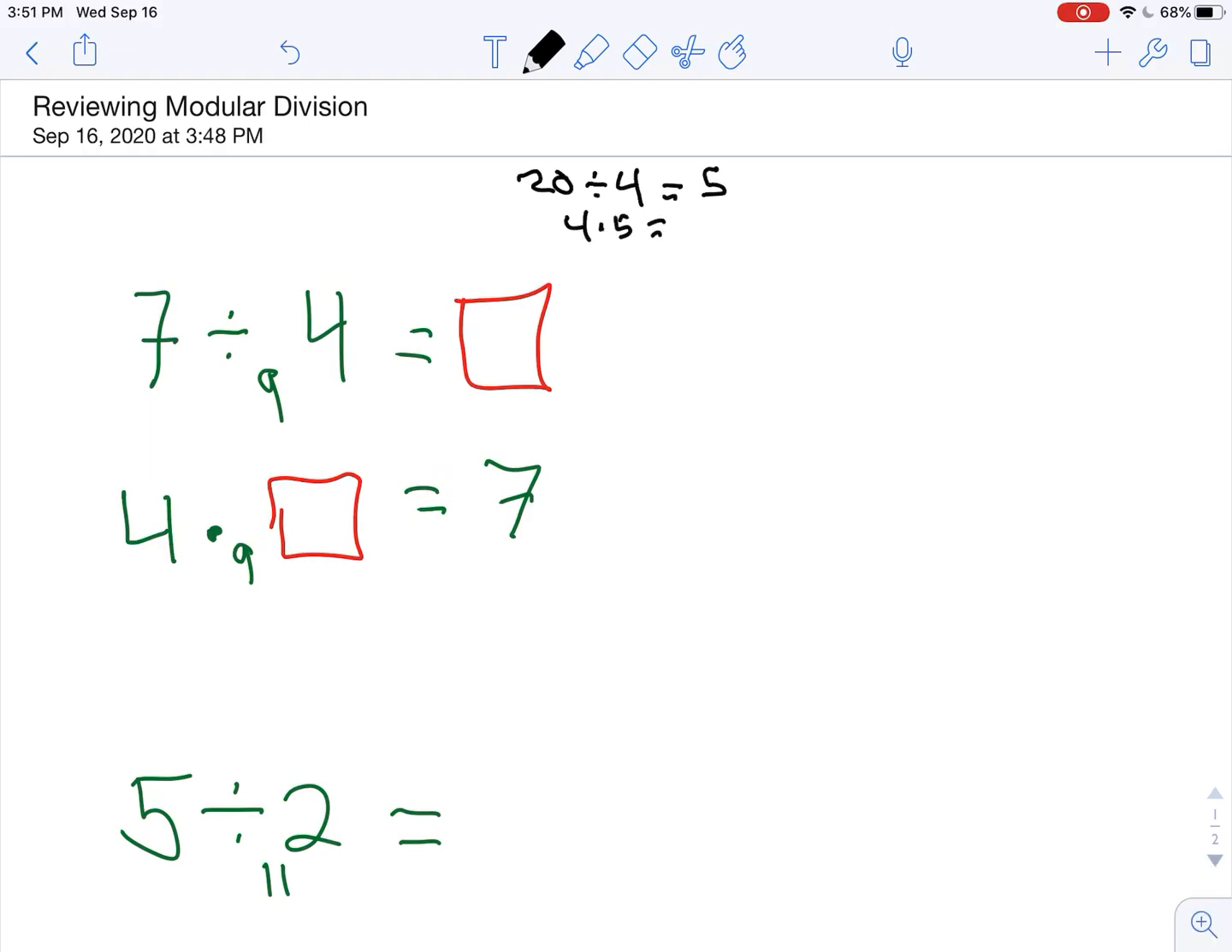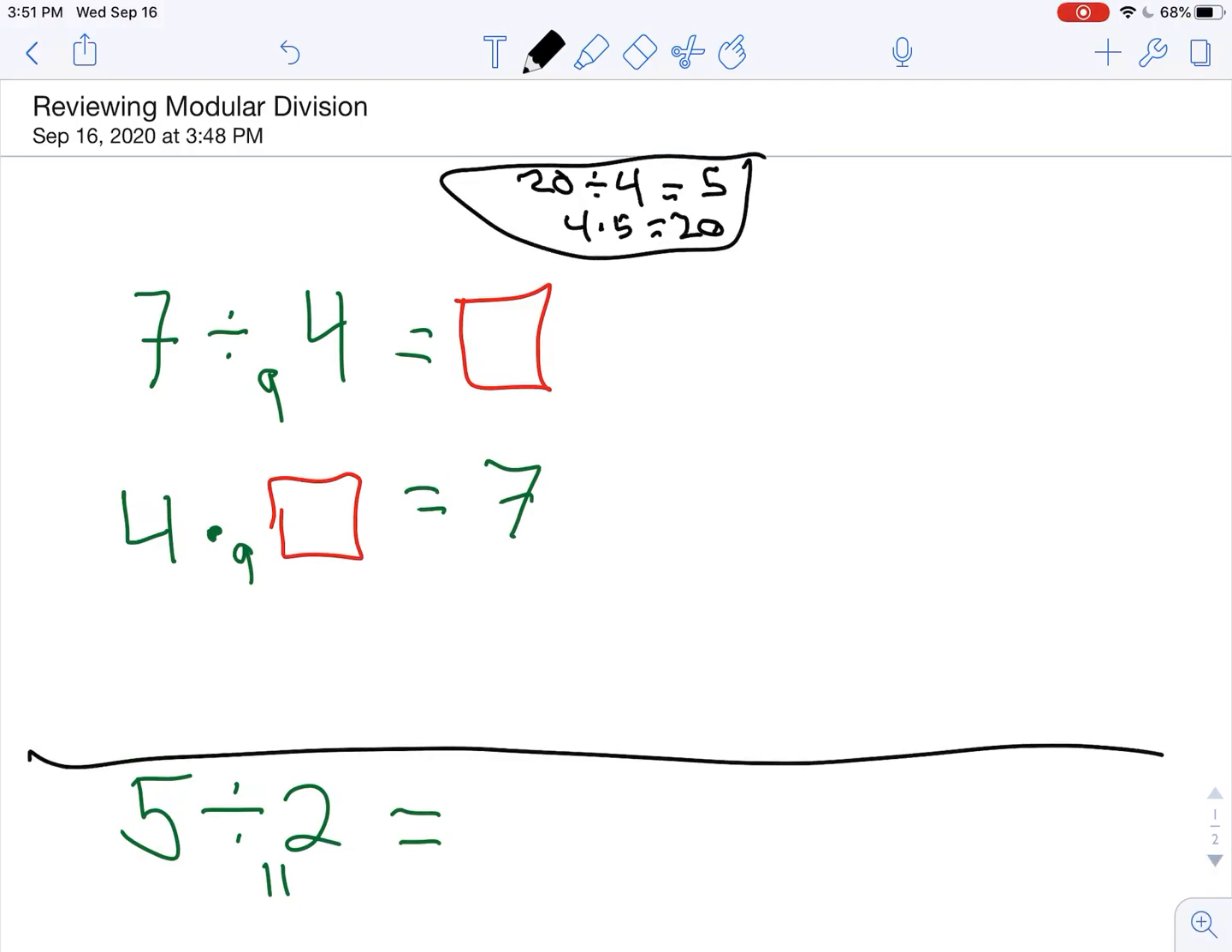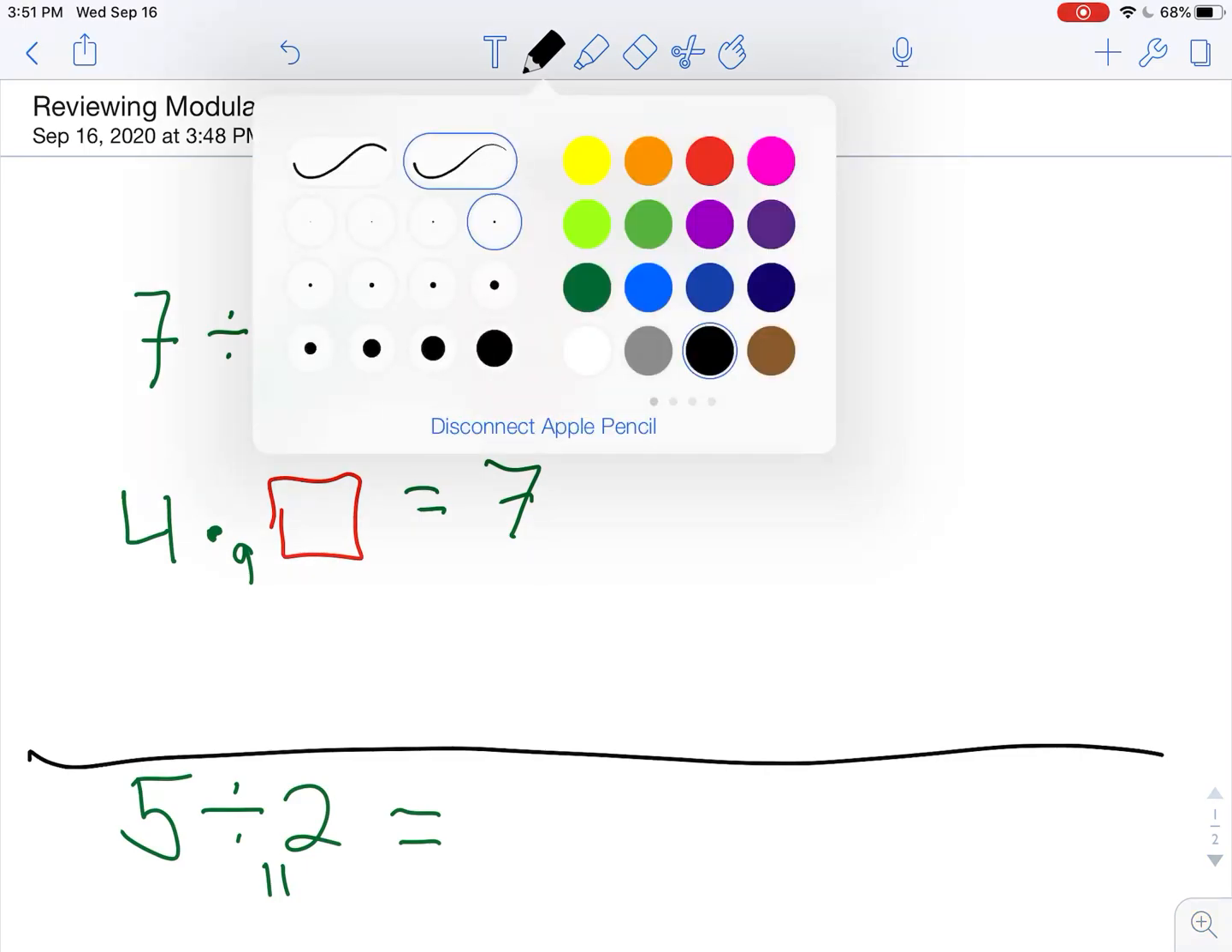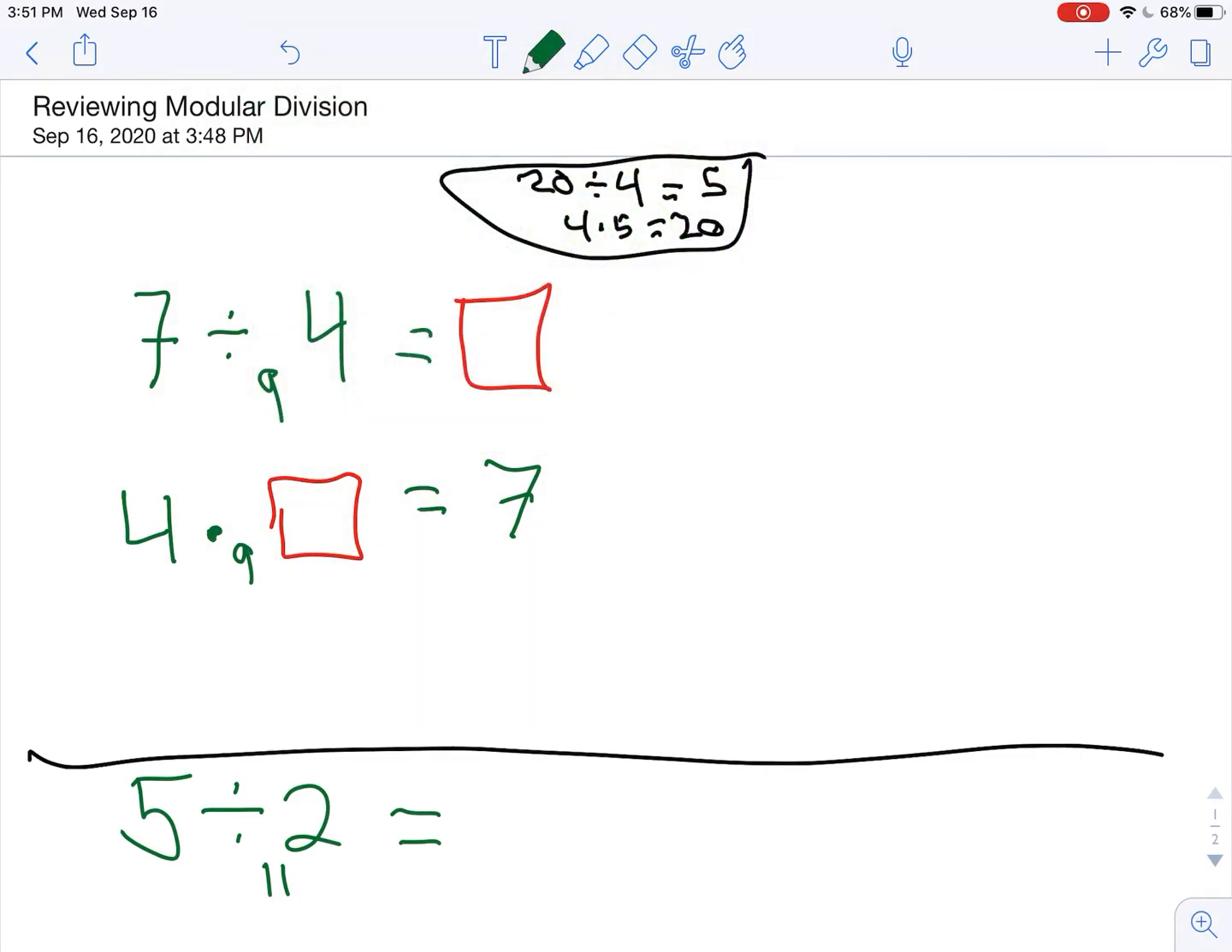For instance, 20 divided by 4 equals 5. That's because we know 4 times 5 equals 20. I can use that same knowledge to inform my answering process here for 7 divided by 4. And in this case, I chose mod 9. It was arbitrary. So as you're going to try to solve this, here's your method.